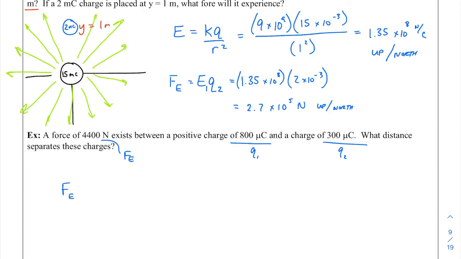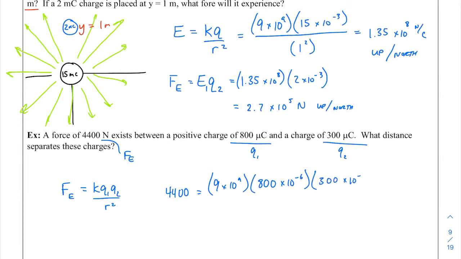So Fe for 2 point charges. The previous one was the electrostatic force between a field and a charge. This is the electrostatic force between 2 point charges, kQ1Q2 over r squared. So in this case, I know my force is 4,400 newtons. I know my k is 9 times 10 to the 9. Q1 is 800 micro, so 800 times 10 to the negative 6 coulombs. Q2 is 300 micro, so 300 times 10 to the negative 6 coulombs.